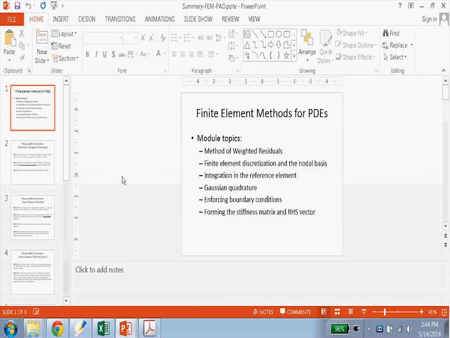The example that we worked with the most was the 1D diffusion or heat equation, which we wrote as d/dx of (K dT/dx) equal to minus Q, where Q is the heat source. This is notation for differentiation with respect to x.